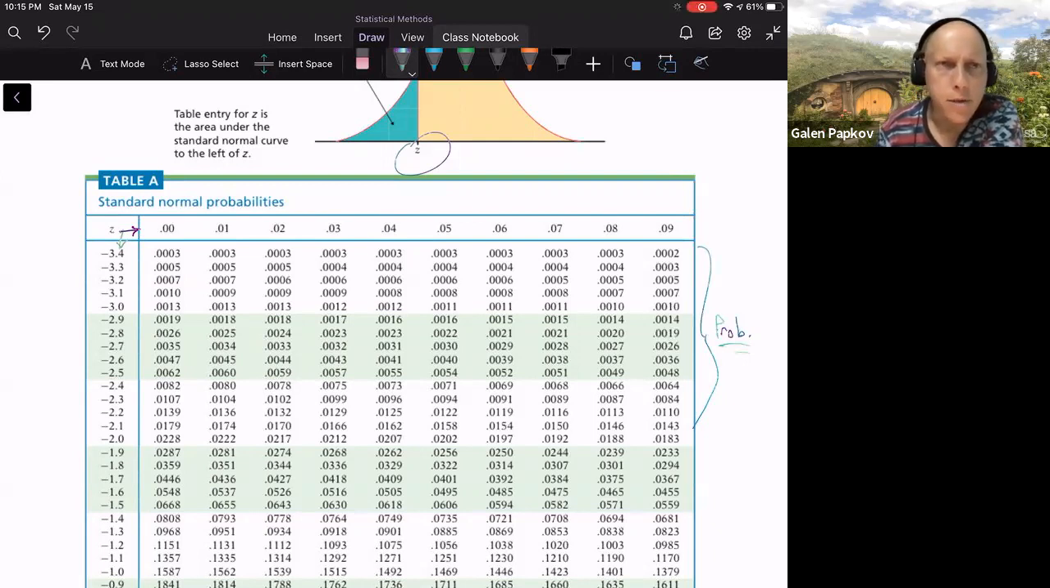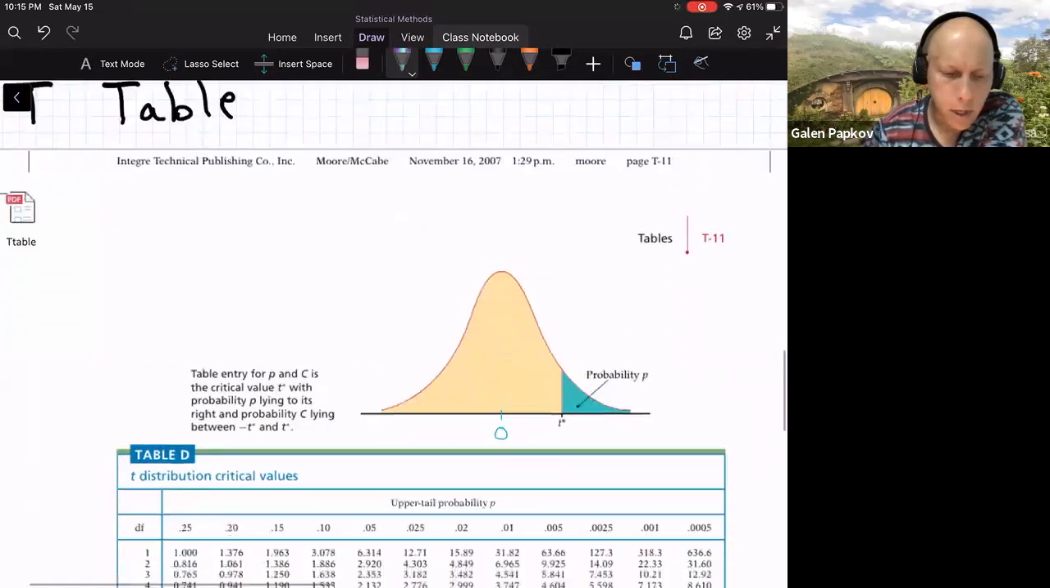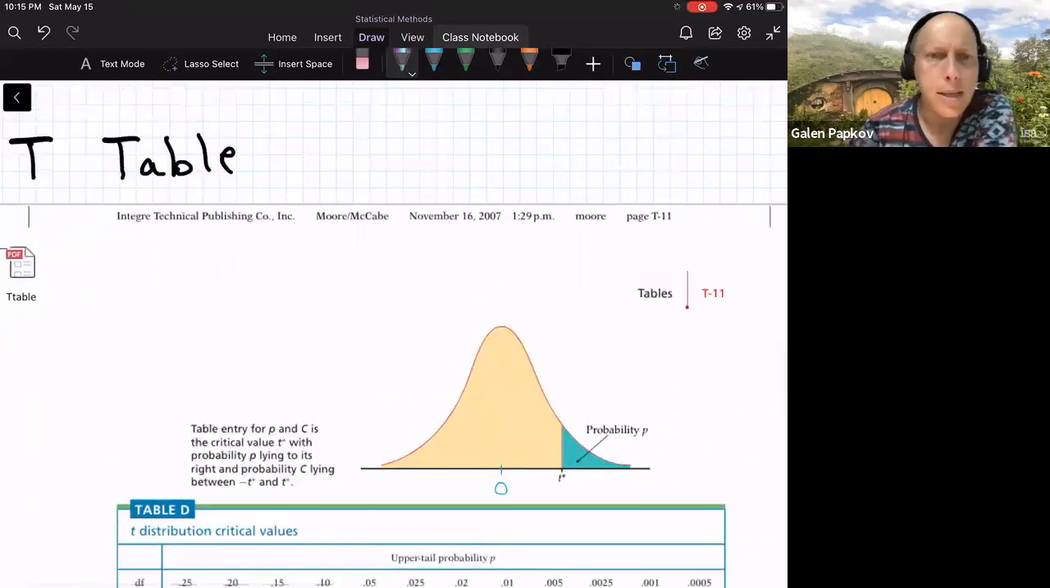So that's nothing that you haven't seen before. What is going to be new is that the way we used this was you had a z-score and you found the probability. But now we're going to be working backwards, because our goal is to get a z-score from a probability. So we're going to use the probability in order to find the corresponding z-score. I'll get to that in a moment, but before I do, I want to introduce the new table for today, which is the T table.